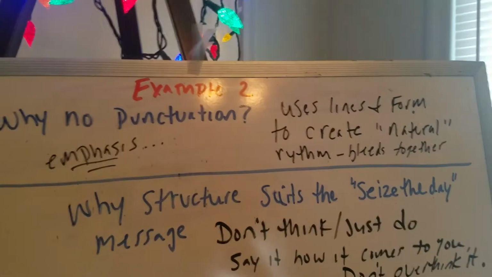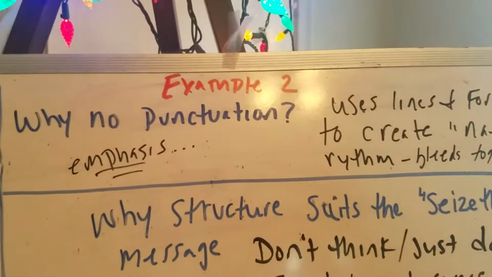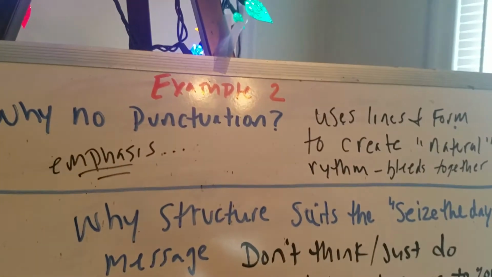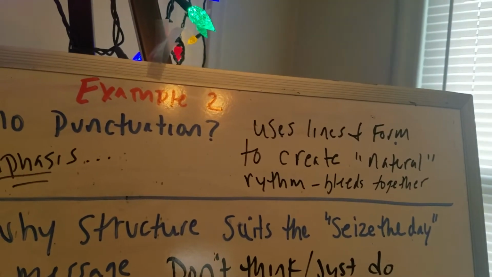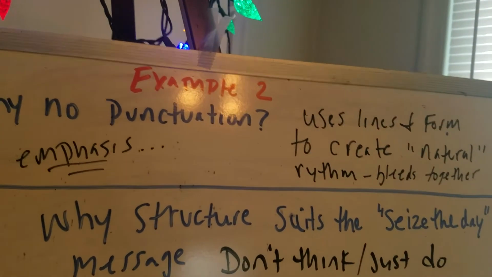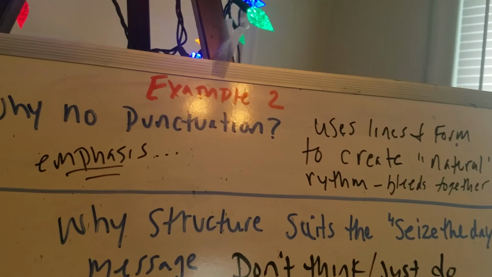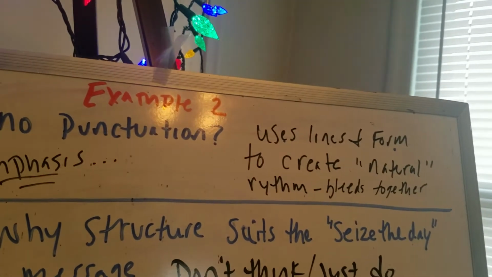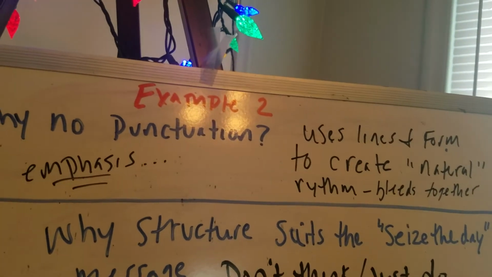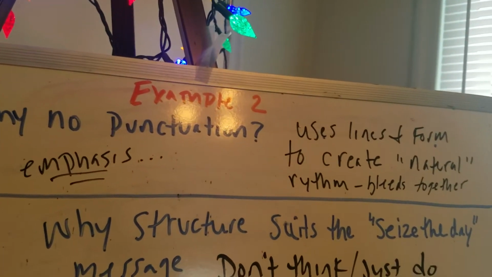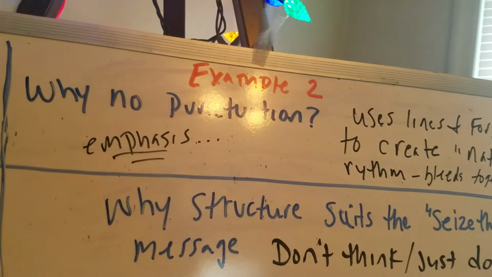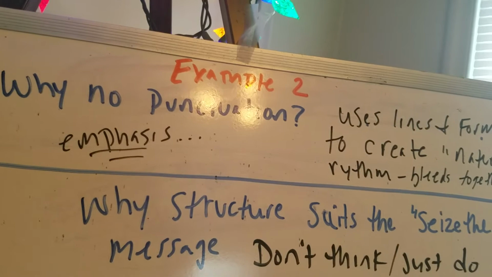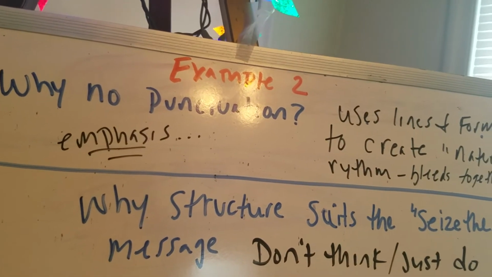So why do we not have punctuation? If you look at the poem again, you'll see that there is a lack of punctuation. And so you are able to create your own rhythm and use the lines and the form, the way that the words are shifted, to create your own rhythm, way of saying it, and where you place emphasis.